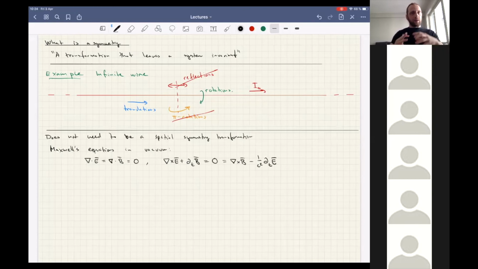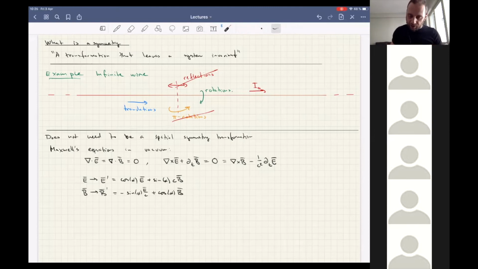Now, in this case, we can make a transformation between the electric and magnetic fields. So I could define the following. I could define the electric field to go to a new E prime, such that this E prime is given by cosine alpha times E plus sine alpha over c times B. If I at the same time let B go to B prime, which I define as minus sine alpha E over c plus cosine alpha B, then the Maxwell equations in vacuum will be true also for E prime and B prime.